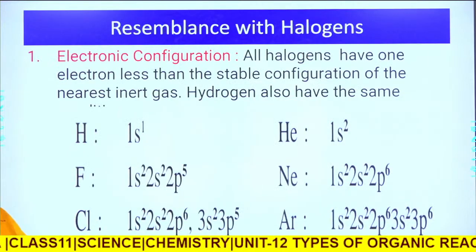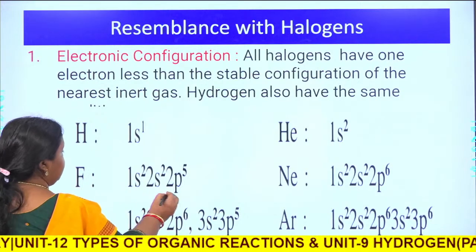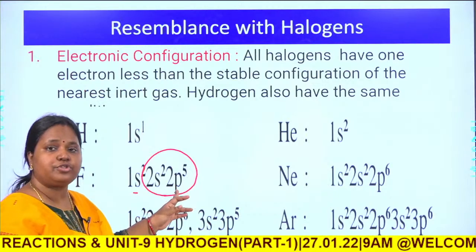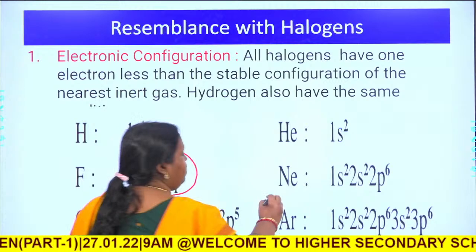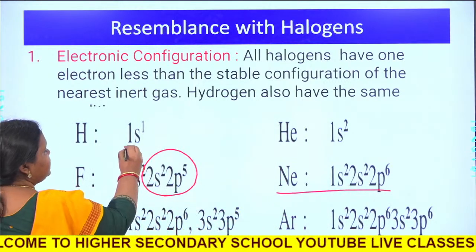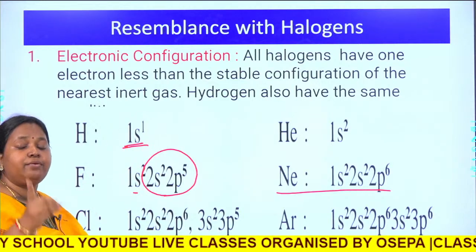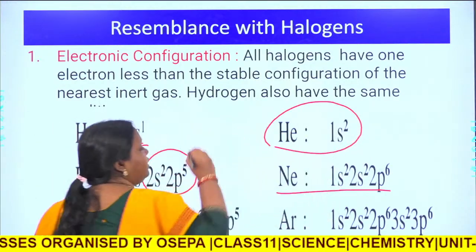Now let us see what are the resemblances with halogens. Halogens have fluorine, which has 7 electrons in its outermost configuration, so it can accept 1 electron and have the configuration of neon. Similarly, hydrogen is having 1 electron in its outermost shell, so it can gain 1 electron more and get converted to the nearest inert gas configuration.